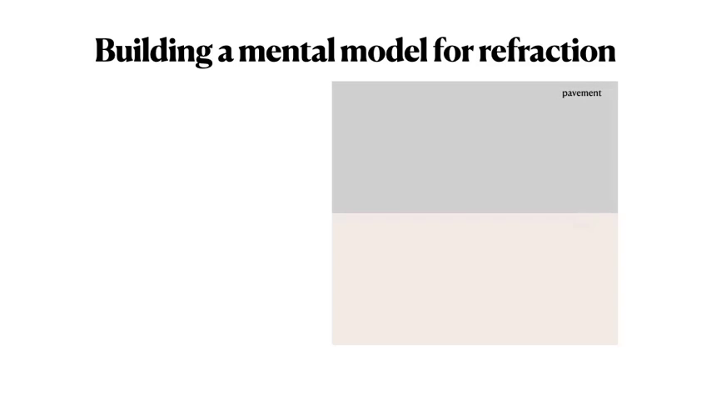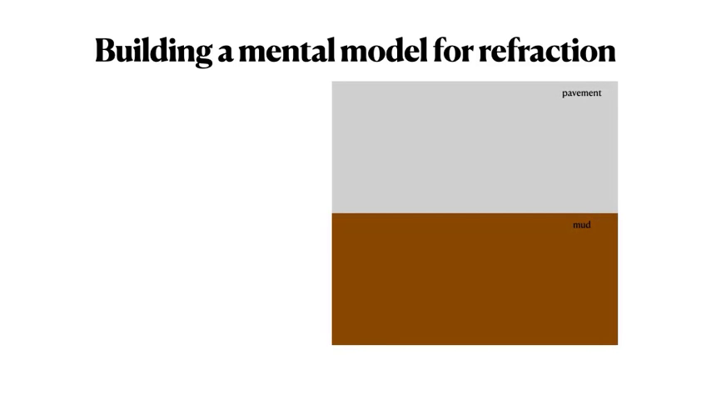Since we can't see individual photons, it helps to picture something a little bit larger, which we have seen. So here I've got a picture. Pretend this is an overhead view. The gray rectangle is pavement. It's a parking lot. The brown rectangle is mud. And on this pavement, we've got a four-wheel drive truck.